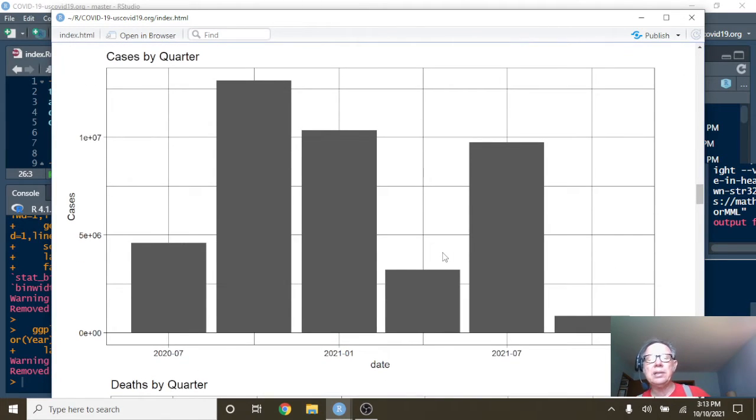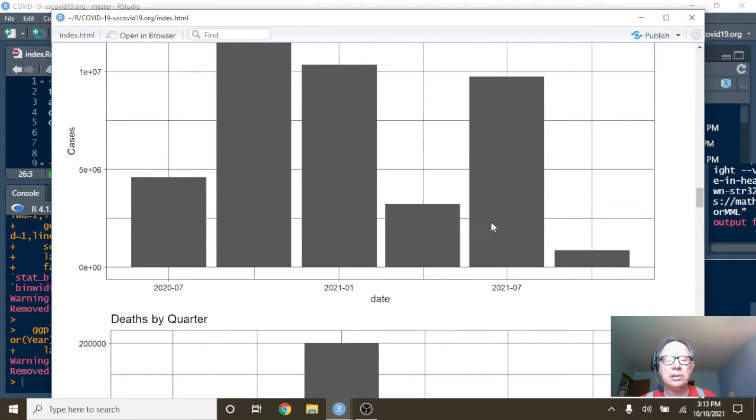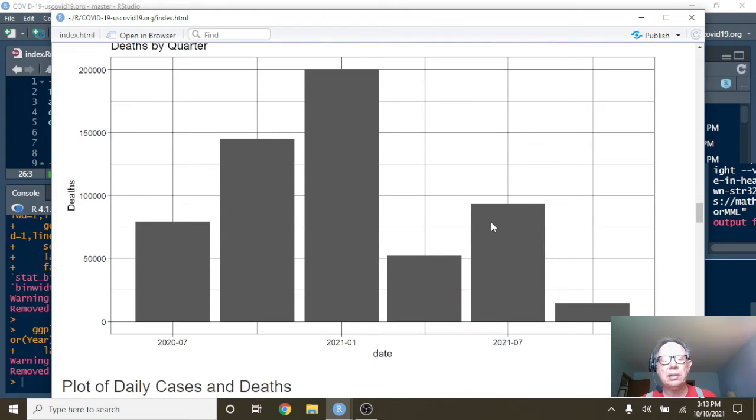Now what's this? This is the cases by quarter. The third quarter of 2021 was the third most quarter so far for total number of cases. What about deaths? Well, unfortunately, the third quarter of 2021 was also the third most deaths.